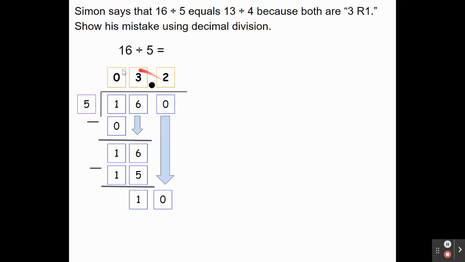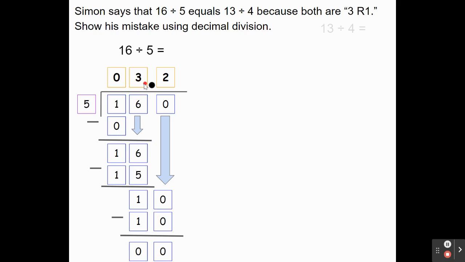So 2 times 5 gets us 10. So that means we're sharing a total of 10 tenths. When we subtract 10 minus 10, we get 0 left over. Now that we're at 0, we are done dividing. So another way we could write 3 remainder 1 is 3 and 2 tenths.